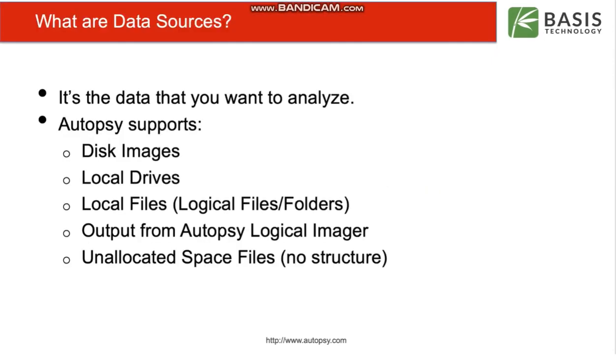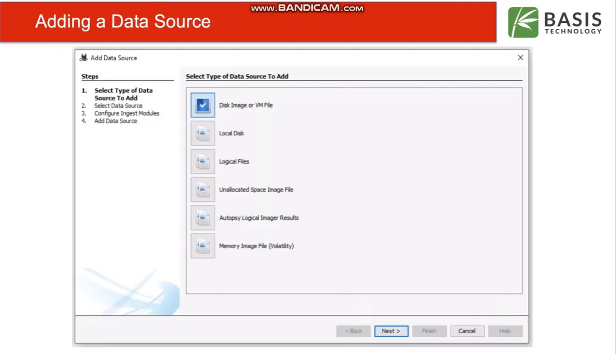Let's review data sources. Data sources are the data that you want to analyze using Autopsy. Autopsy will support disk images, local drives, local files, which are also called logical files, output from the Autopsy logical imager, and unallocated space files, which are basically data with no real structure that Autopsy knows how to analyze. It's just a raw chunk of bytes. To add a data source, you'll get brought into this after you make a case in the wizard, or you can also choose this from the menu as well. And you'll be given a list of types of what type of data source to add.